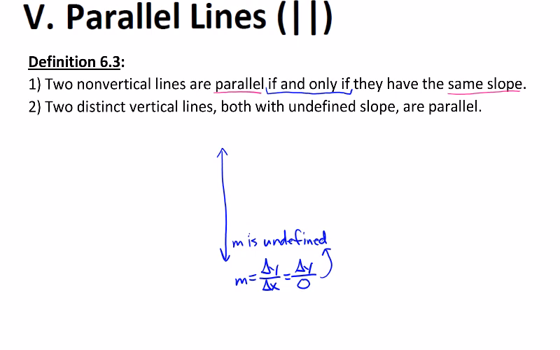So a vertical line has to have a separate entry in the definition. It says if you have two distinct vertical lines, the word distinct just means it can't be the same line twice. You have to use two different vertical lines, and each one of those vertical lines would have an undefined slope, and if you do, then you know that they must be parallel to each other. So when you have a vertical line, you can only compare it to another vertical line in order for it to be parallel.